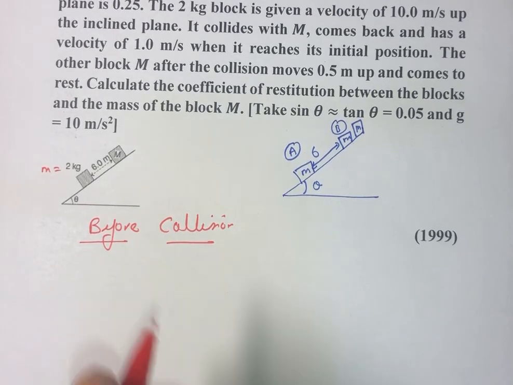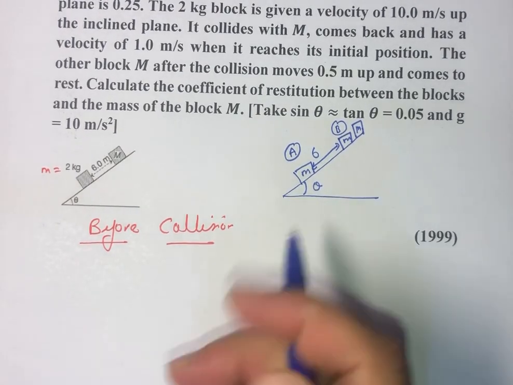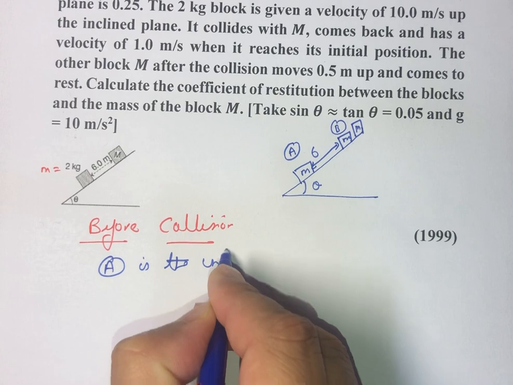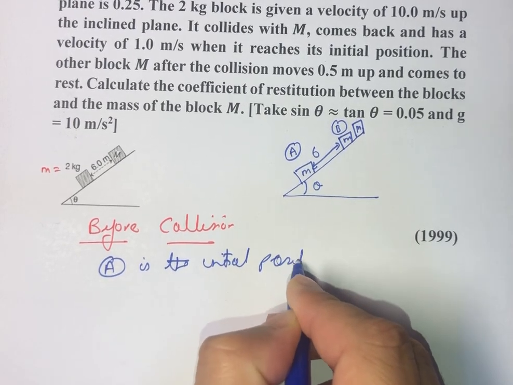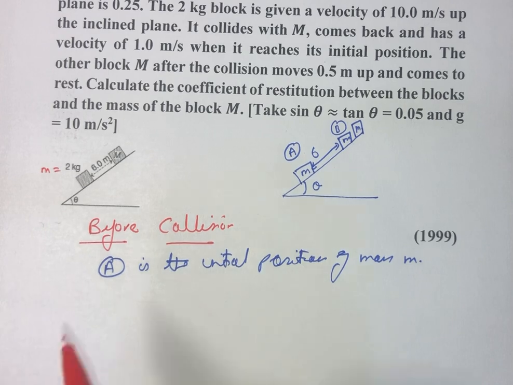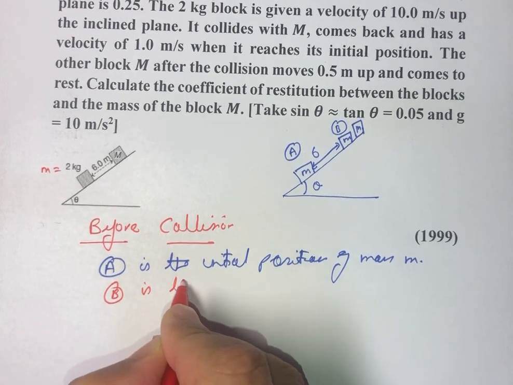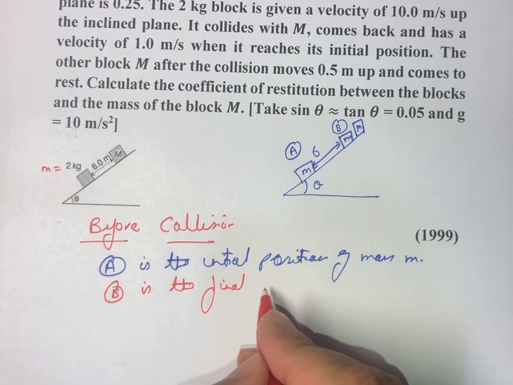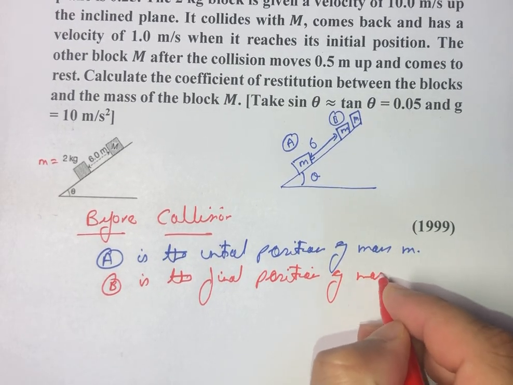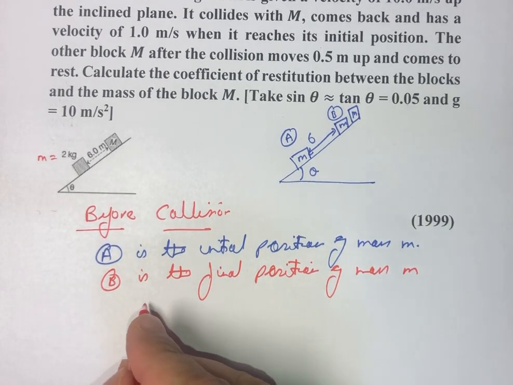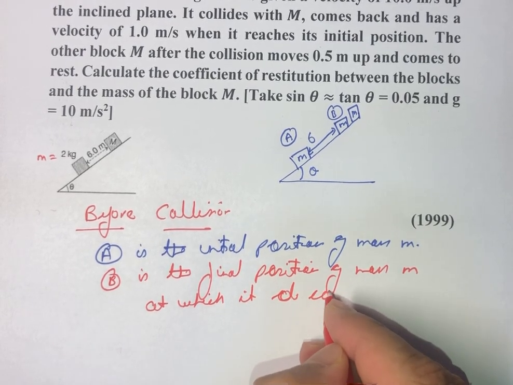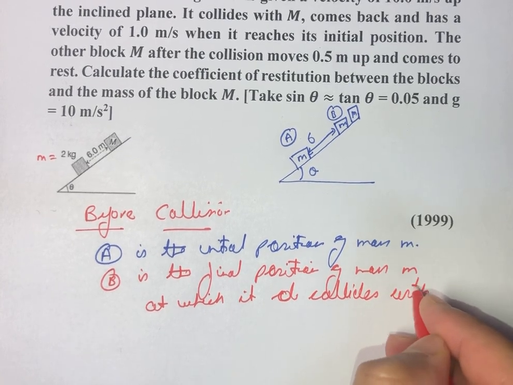So let us say that A is the initial position of mass m, and B is the final position of mass m at which it collides with mass capital M.